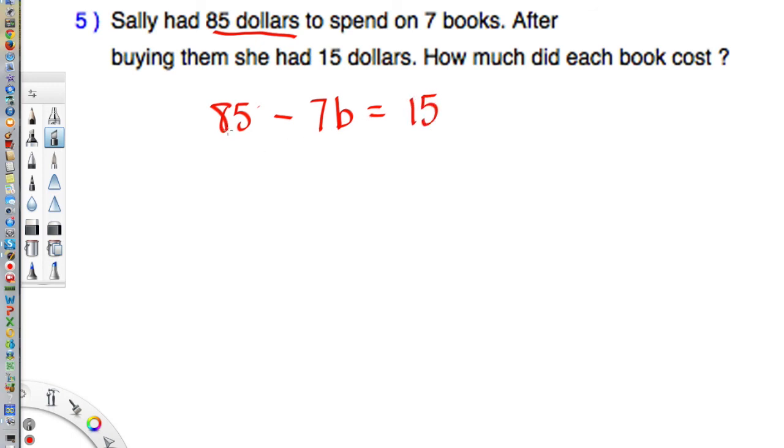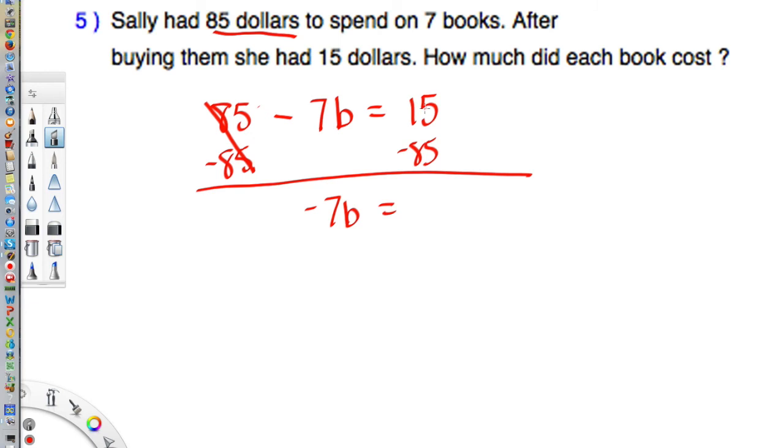So here's our equation. The first thing we need to do is get rid of this 85 here. So what's the opposite of having 85? We've got to subtract it. What we do to one side, we're going to do to the other. The 85s cancel each other out. We get negative 7b is equal to 15 minus 85. The difference is going to be 70. Actually, a negative 70.